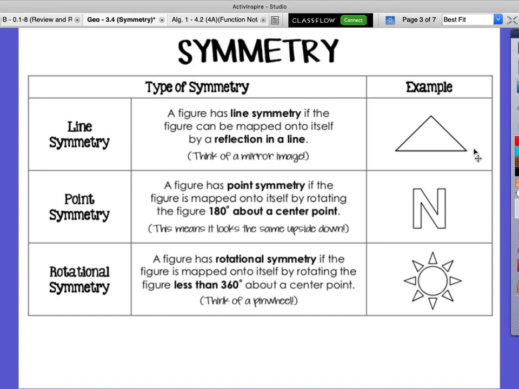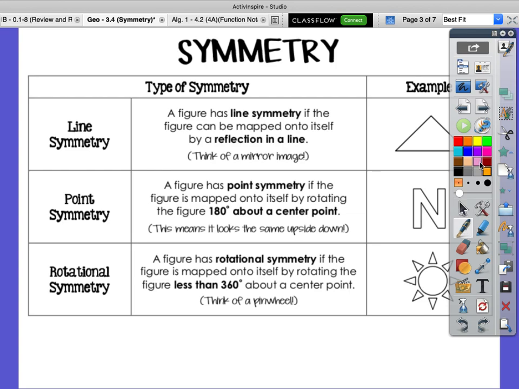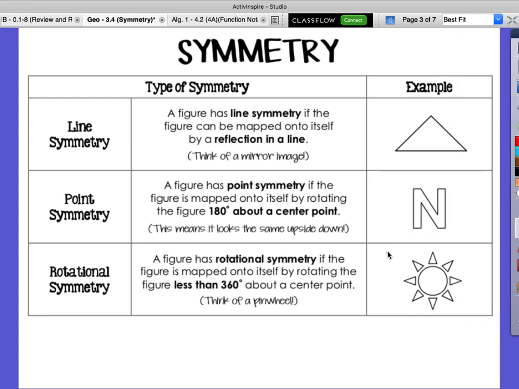Okay, so, symmetry. Let's talk about symmetry. Okay, that's what lunchtime is for. So we have 3 different types of symmetry we're going to talk about: line symmetry, point symmetry, and rotational symmetry. And they're going to deal with lines, points, and rotation. So, line symmetry.